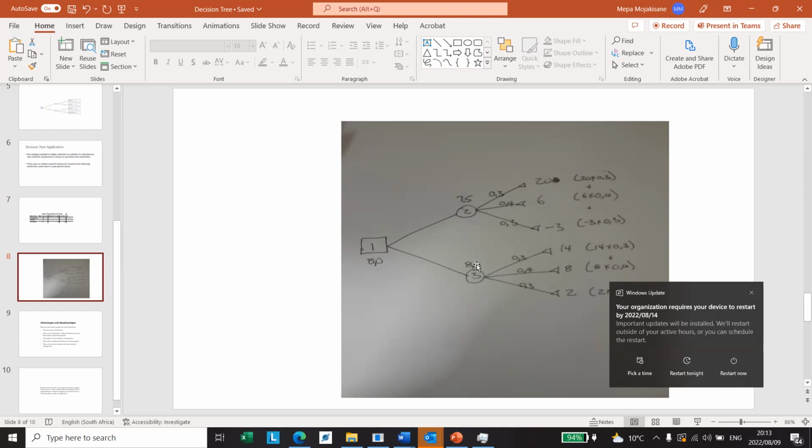Then you work again further back. You say, which one is the highest? So the highest is 8 million. It's not 7.5, it's 8 million. Then you go backwards to your first node, where you started.